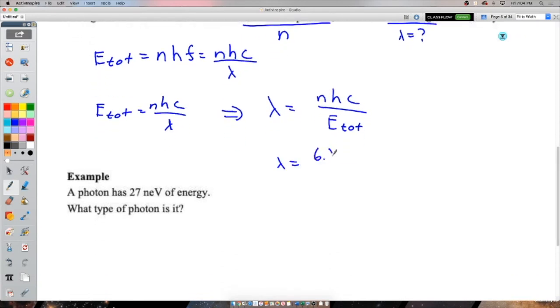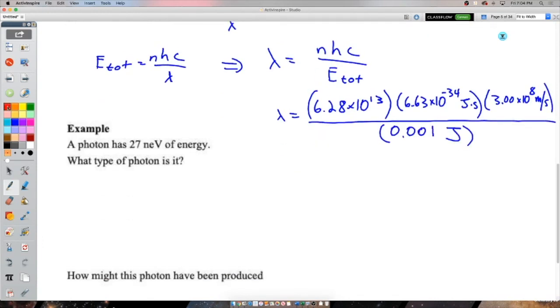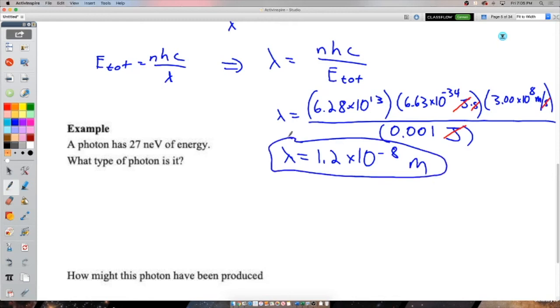Dimensionless for photons. Let's do a quick unit check while we're here. Joules over joules, seconds times 1 over seconds. Very good, we got meters. That's what we should get for lambda, so we're feeling good. I got that the wavelength was 1.2 times 10 to the negative 8 meters, or about 12 nanometers. That's definitely in the higher range of X-ray, but it's still safely within the X-rays.